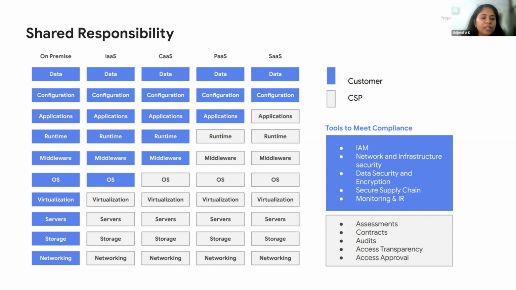You can get the audit reports, but be aware that it is for the cloud environment, not for your application. That is something you have to do. That is the shared responsibility model.